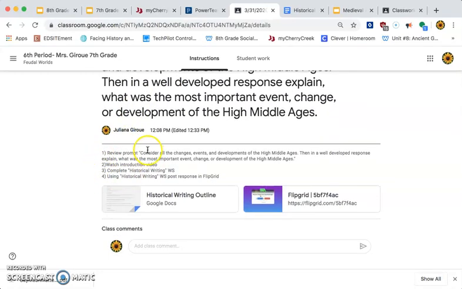Here are the activities. Review the prompt, which is to consider all the changes, events, and developments of the High Middle Ages. Then, in a well-developed response, explain what the most important event, change, or development was. Watch the introduction video. You're doing that now. Complete historical writing worksheet. That's here. And then use historical writing worksheet to post response in Flipgrid here. All right, so let's begin by going into the historical writing outline.